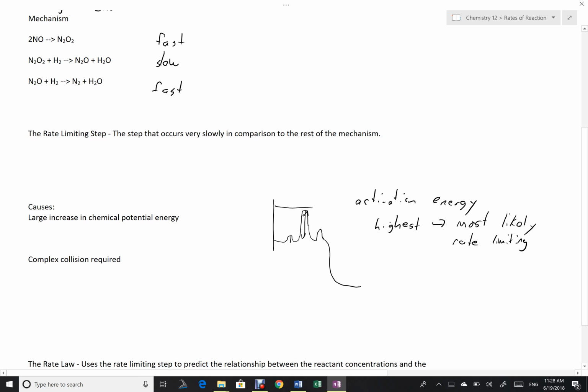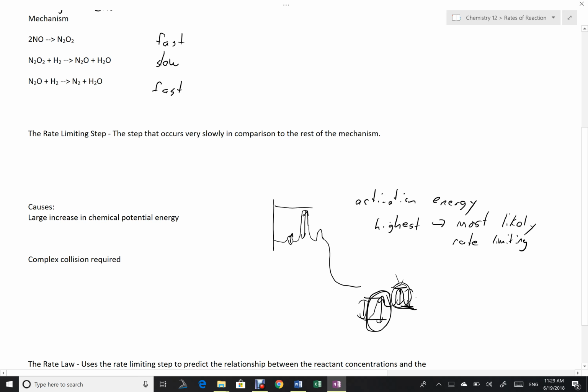Keeping in mind that we should be considering relative amounts here. So if we had something like this, where it went up and then came back down, and then it only went up a little bit more and then came back down, this activation energy is bigger than this activation energy, so this is the step that would be more likely to be the rate limiting step. So it's not an absolute maximum chemical potential energy, but instead it's the relative changes. See, this change is bigger than this change is bigger than this change, and so it's the change, not the absolute amount, that would affect whether or not it's the rate limiting step.